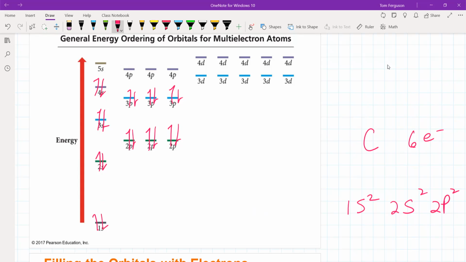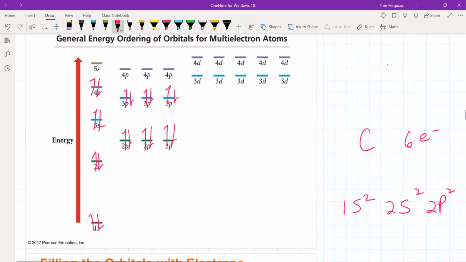So what does that look like? 3D is next. Now, the problem here is, notice as you go up, the D's are lower than the P's. So that means we have to fill the D's before the P's. And how many electrons do we have left? 2.